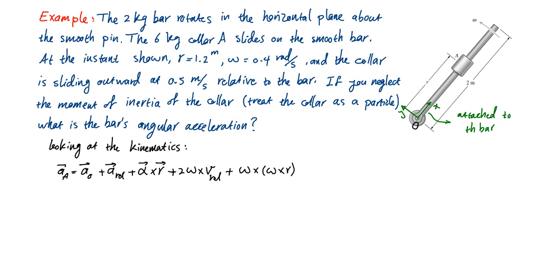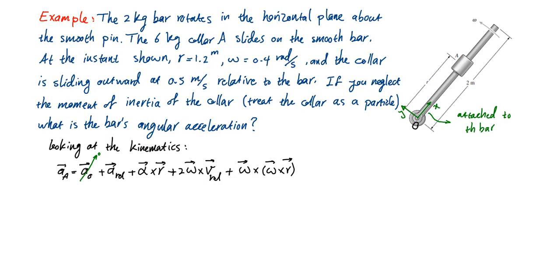Now, the frame is attached to the bar and it's at point O, so there is no acceleration for point O. It's fixed, it's just rotating. So this would be 0. There is no A_O. And let's take a look at the rest of these parameters.